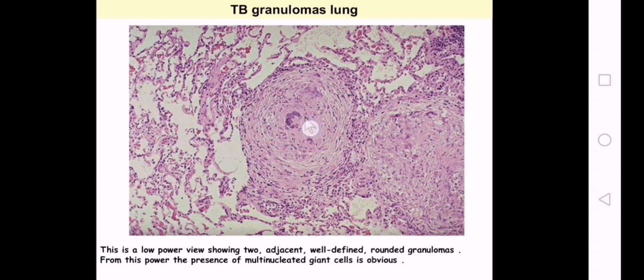You see the peripheral arrangement of the nuclei. Again, this is a Langerhans giant cell, surrounded by fibrous tissue proliferation and a rim of lymphocytes. Again, this is the same thing.